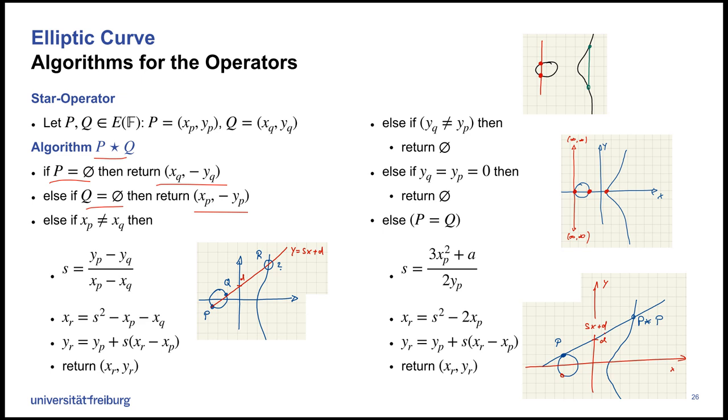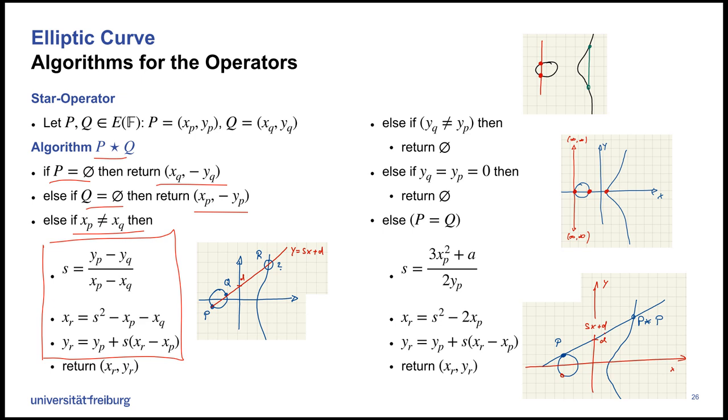But if they are on the line and X is not equal to Q, so that they are not put above each other, they have a very nice formula to calculate that. So that's this nice formula, and this calculates this point R.